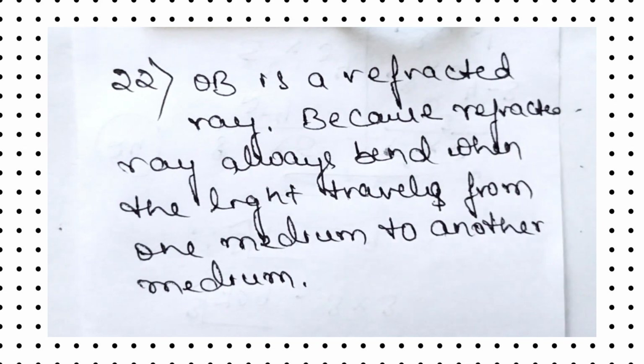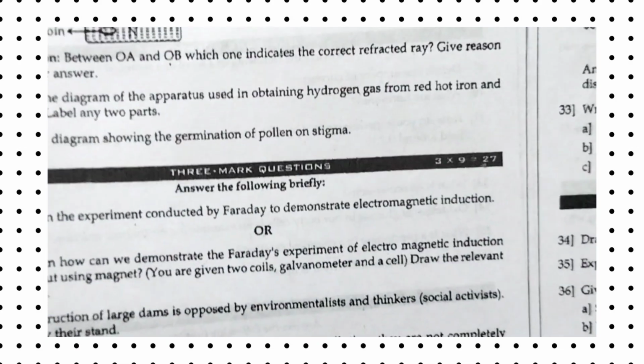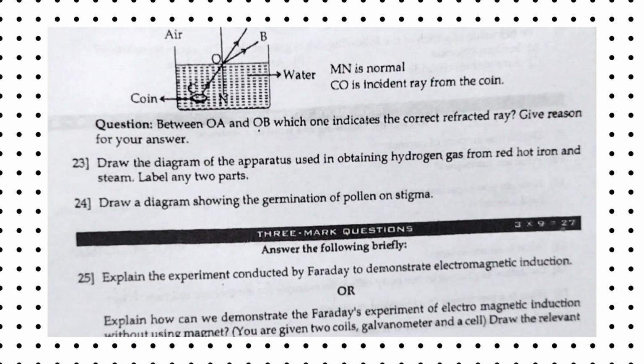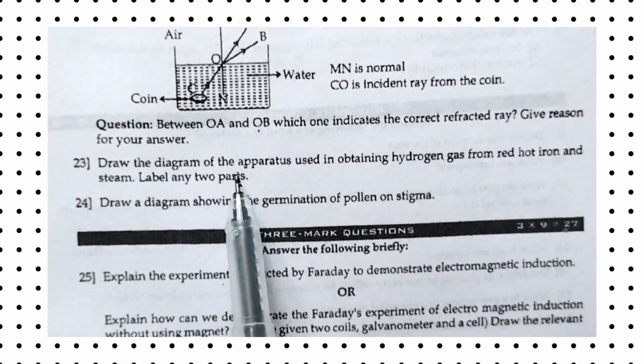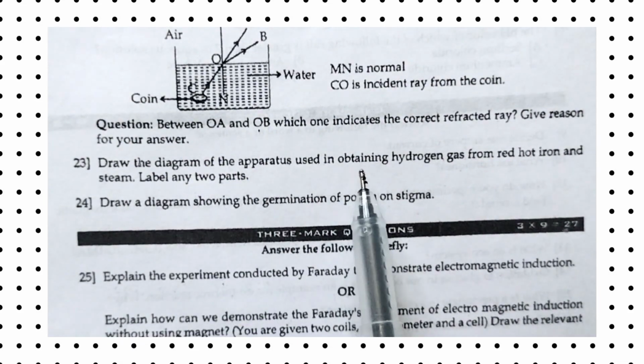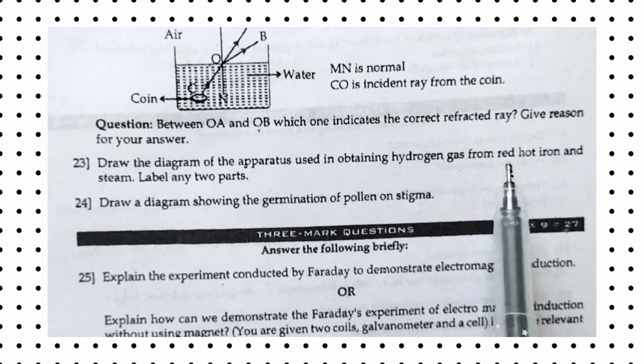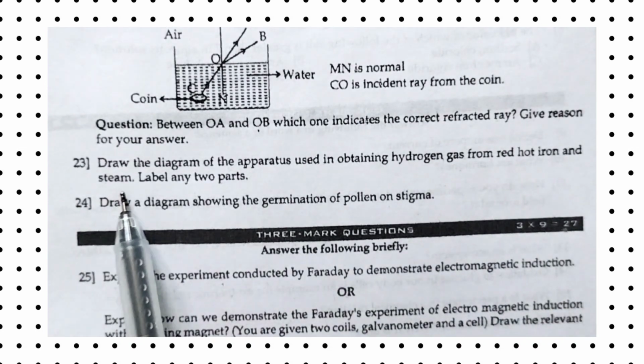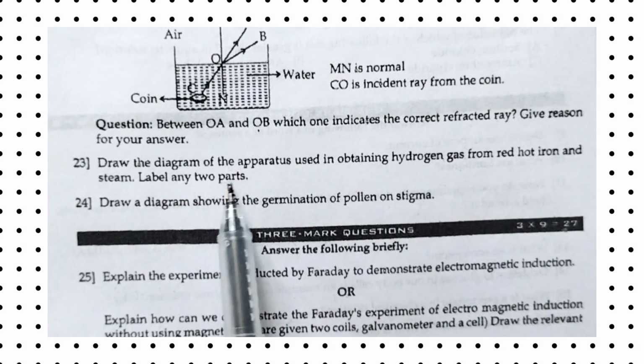So now let us move to the 23rd question. So the 23rd question: draw the diagram of the apparatus used in obtaining hydrogen gas from red hot iron and steam. Label any two parts.